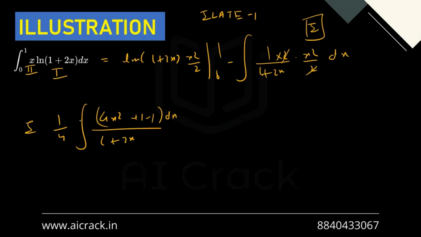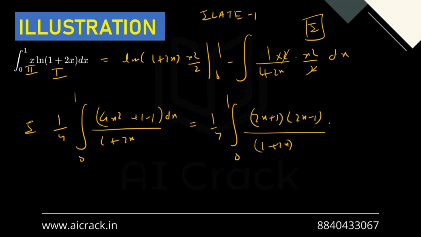Okay. So this actually becomes 1 by 4 integral 0 to 1. This is (2x plus 1)(2x minus 1), basically clubbing, 4x square minus 1 divided by 1 plus 2x dx, plus 1 by 4 integral 0 to 1 dx upon 1 plus 2x, basically remaining 1 upon 1 plus 2x, right? Now this is again pretty standard.